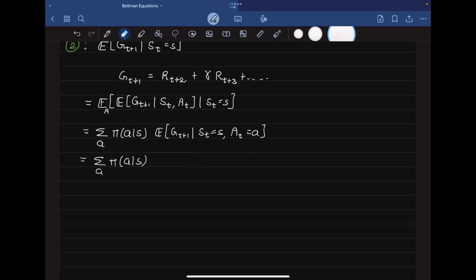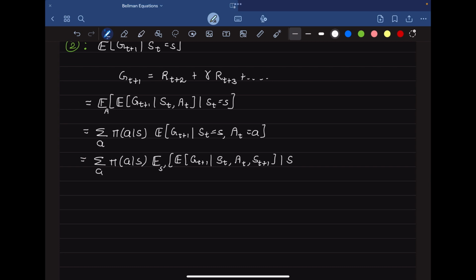So what I will do over here is that I will again apply the law of total expectation on this inner expectation value, and we will now apply this for the different possible values of the next state. So this is the expectation of the expected value of gt plus 1, given that you know the previous state, you know the action taken in the previous state, and you know the current state as well. And this is of course conditioned on the fact that your previous state is equal to small s and your action taken in the previous state is equal to small a, right?